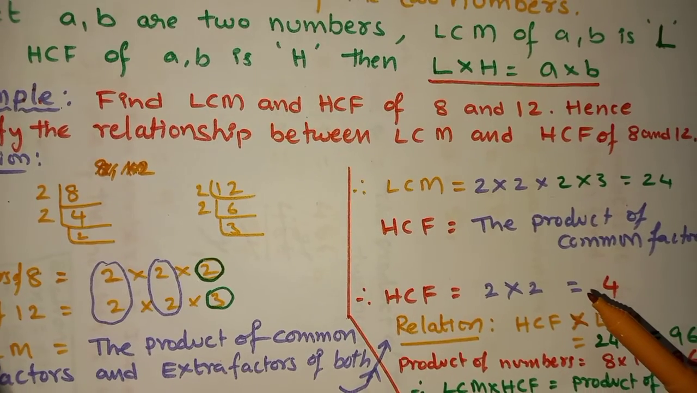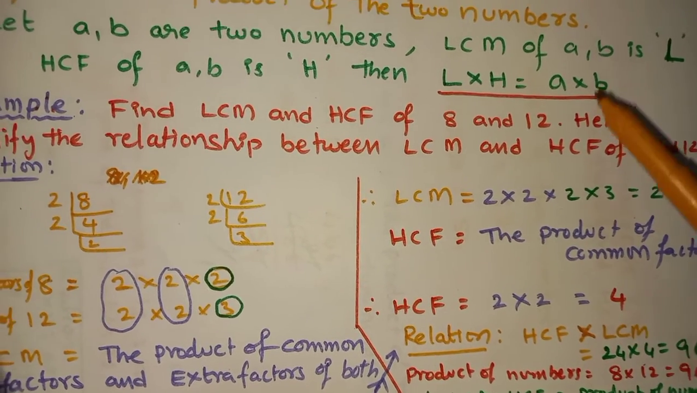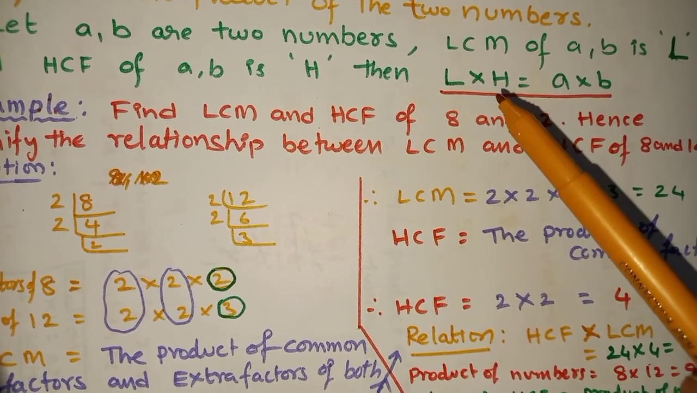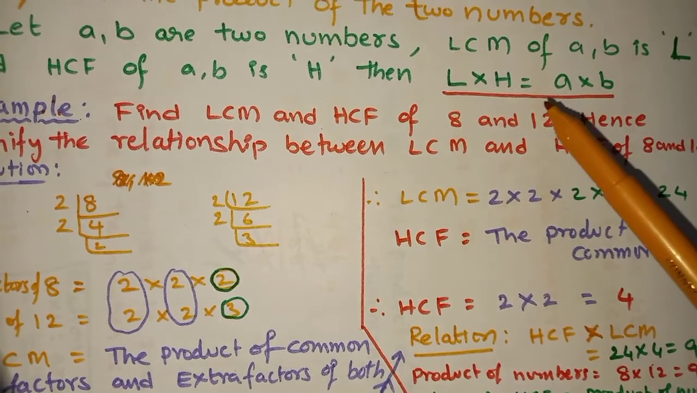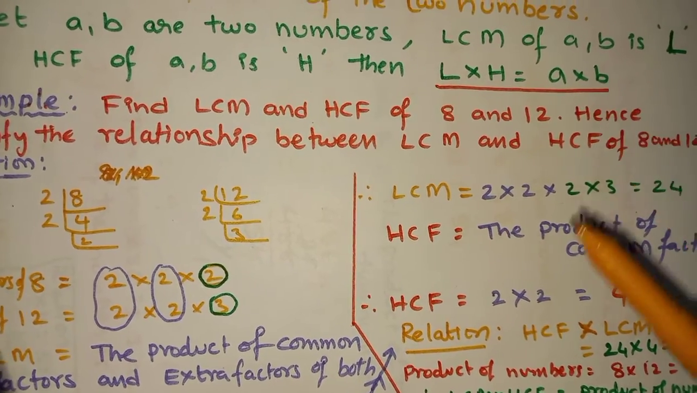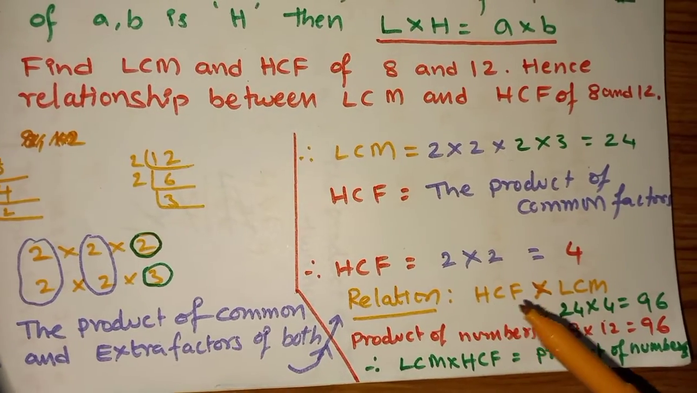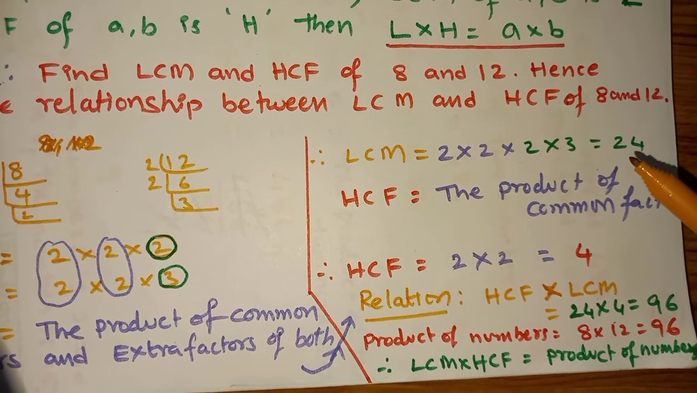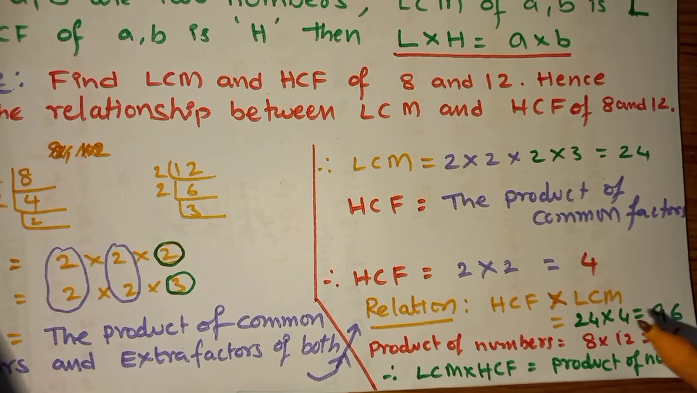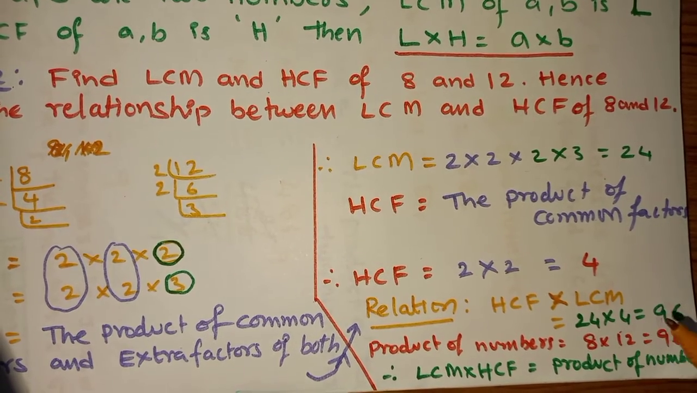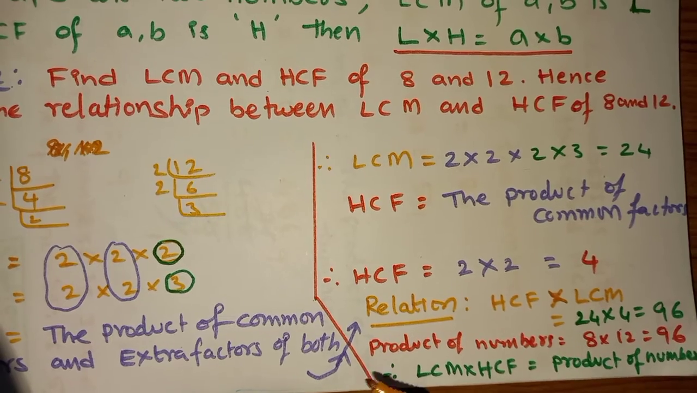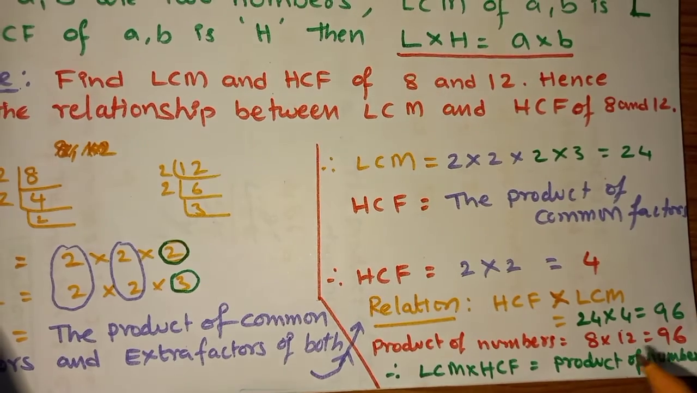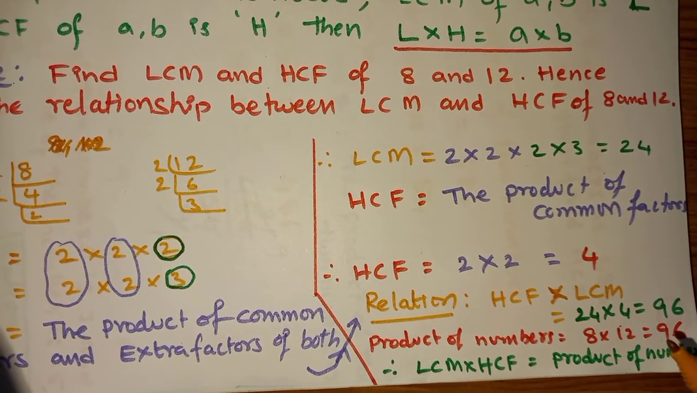Now we have to verify the relationship. Here the relationship is LCM value into HCF value is equal to the product of those numbers. Here we will check HCF into LCM. HCF is 4 and LCM is 24. That is equal to 4 into 24 equal to 96. Next, product of the numbers. What are the numbers? 8 and 12. Therefore, product of 8 and 12 is also 96.